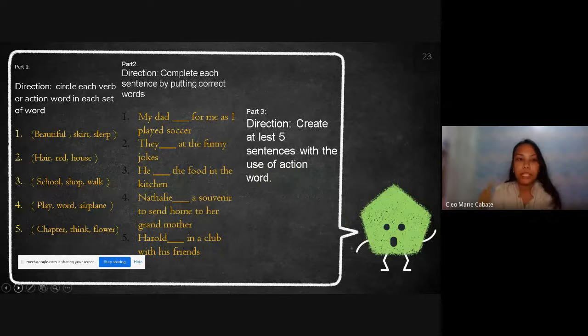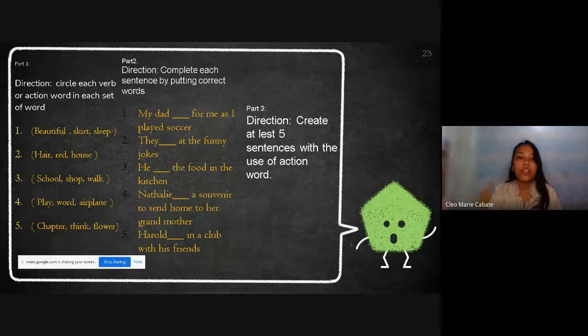So next, I have prepared here an activity. For the first part, you're going to circle each verb or action word in each set of words. For part two, you are going to complete the sentence by putting the correct words, okay? And for the last, create at least 5 sentences with the use of action word, okay? Is that clear? Okay, great. So are you all done? Okay, please pass your papers.